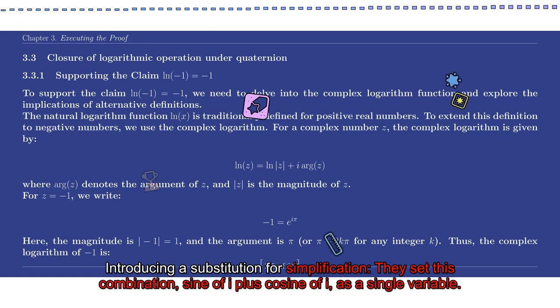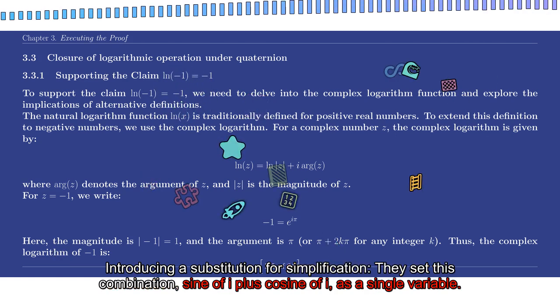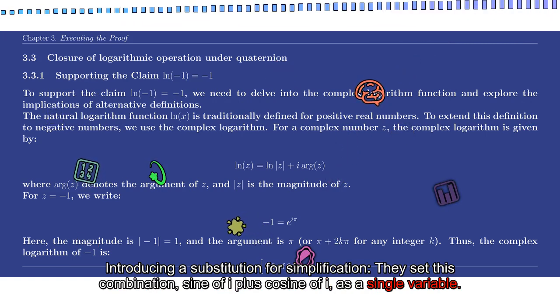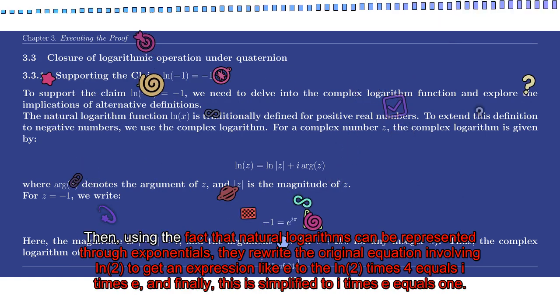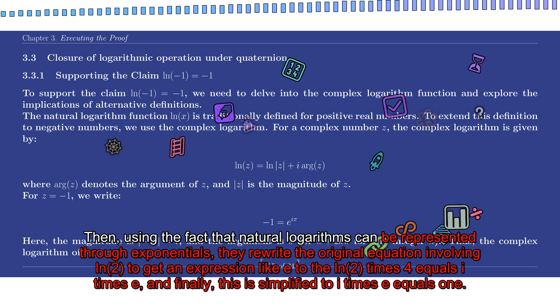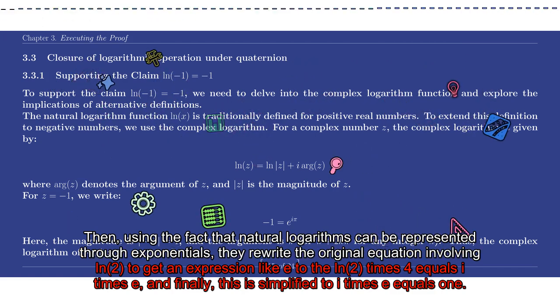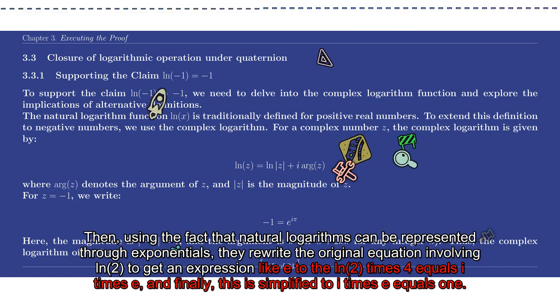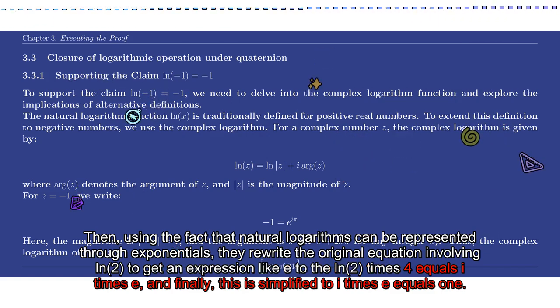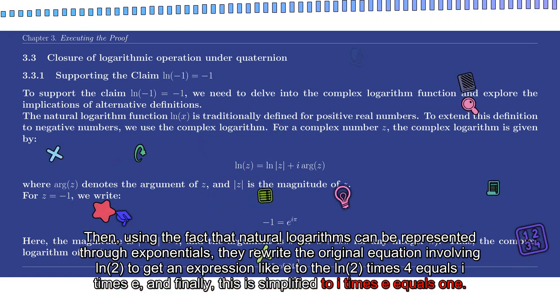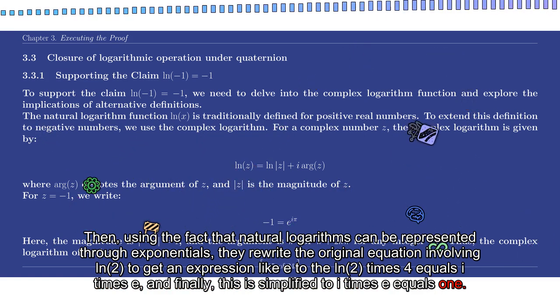Introducing the substitution for simplification, they set this combination, sine of i plus cosine of i, as a single variable. Then, using the fact that natural logarithms can be represented through exponentials, they rewrite the original equation involving ln 2 to get an expression like e to the ln 2 times 4 equals i times e. And finally, this is simplified to i times e equals 1.